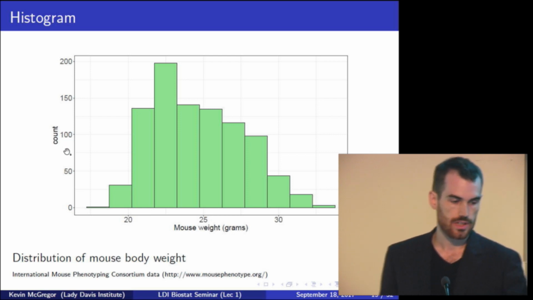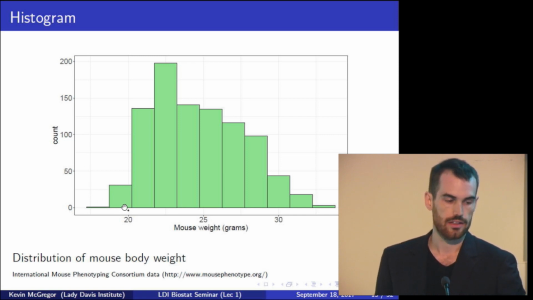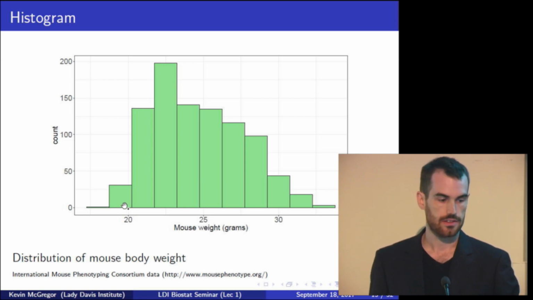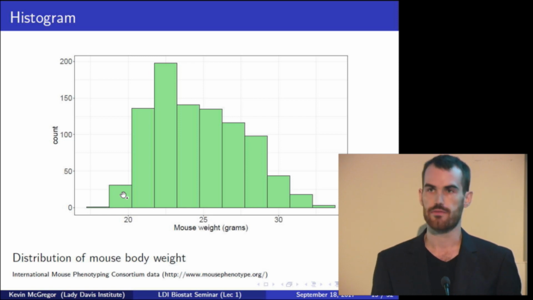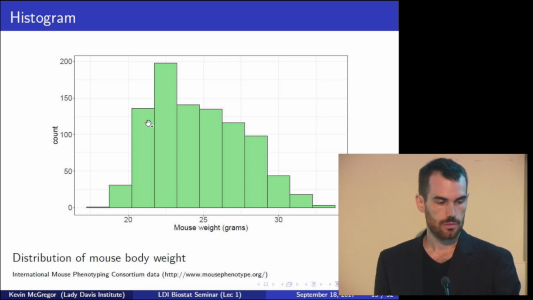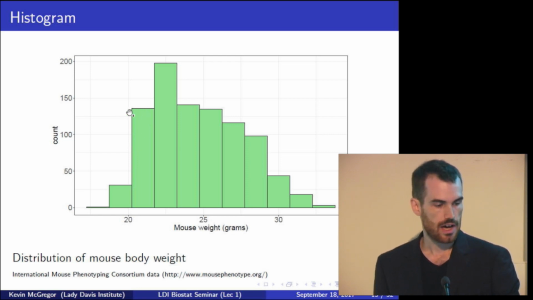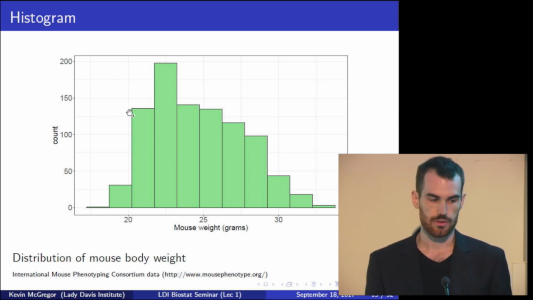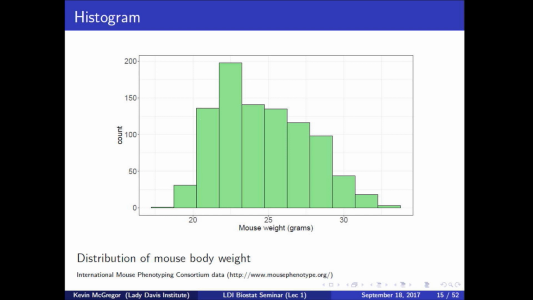So the point of the histogram is that we formulate these bins, and each of these bins represents some interval, and the height of each of these bars represents the number of individuals that fall within that bin. So if we're looking at 20 grams to maybe 21 grams, 22 grams, we go up and we see, okay, there's about maybe 130, 140 individuals falling within 20 and 22 grams. And so histograms are very good for getting a general idea of the shape of the distribution of the variable of interest.